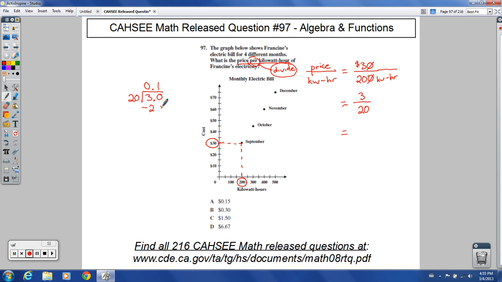1 times 20 would be 20. I'd be left with 10. If I bring down another 0, I've got 100. So 20 into 100 now, that goes into there 5 whole times. You would have nothing left over. That's a good thing for us because that means we're done. We have our answer. This is 0.15. In other words, that is per kilowatt hour, 15 cents in other words. So 15 cents per kilowatt hour, that is choice A.